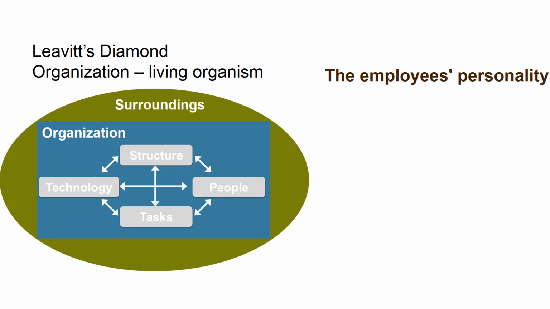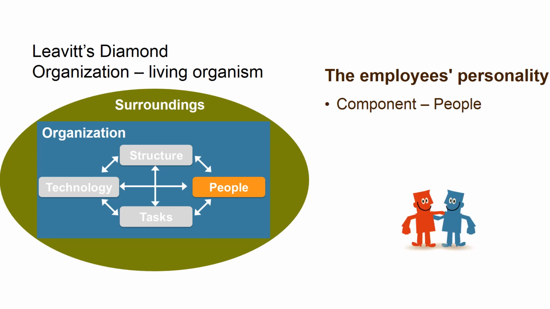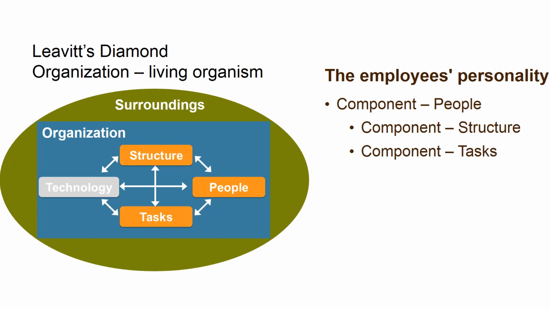The employee's personality. Here we are talking, just like in the previous example, about the component people. It is not just the employee's level of education which is essential for the distribution of responsibility and authority to employees. The employee's personality certainly influences the design of the components, structure, and tasks. There is a big difference whether we are dealing with independent employees who want to work, or with employees who only go to work to make money as easily as possible.